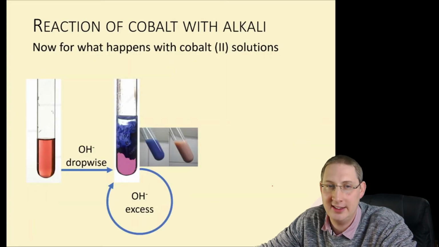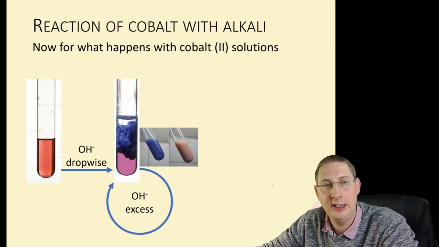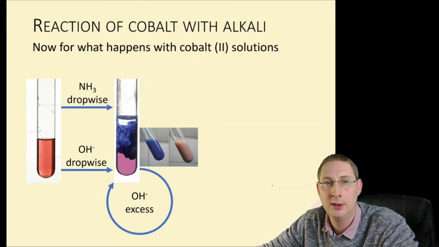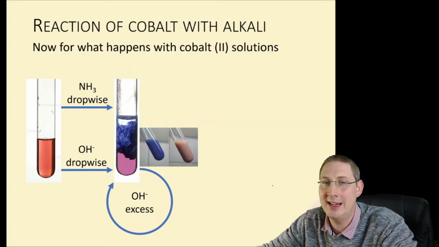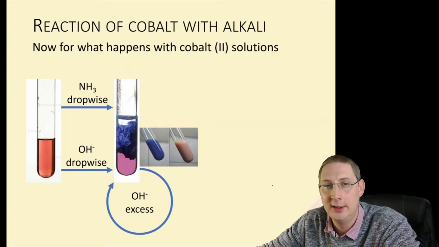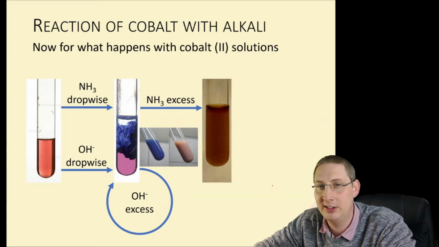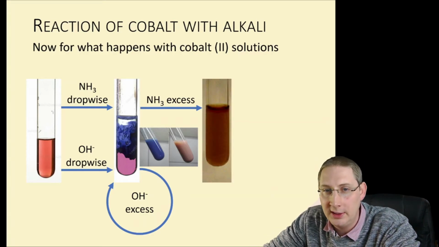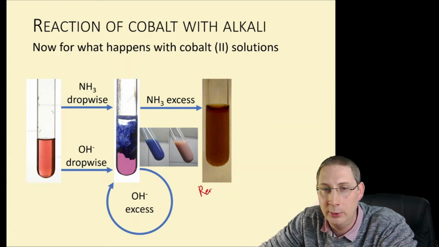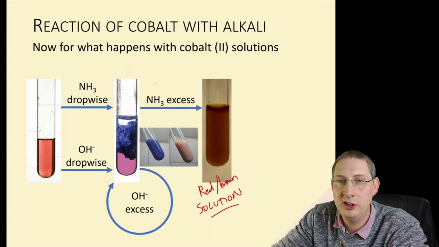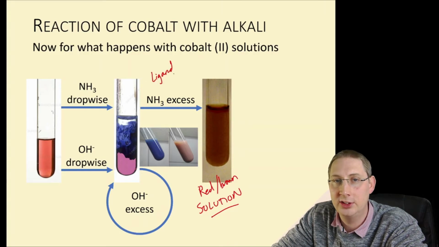Okay, so back to this idea. We add hydroxide to cobalt, we get a blue precipitate which rapidly turns pink, and excess hydroxide does nothing. We add ammonia, we get the same precipitate, even though it technically looks greener, but excess ammonia will cause that precipitate to redissolve to form a red-brown solution. And again, we can presume that this is ligand exchange.